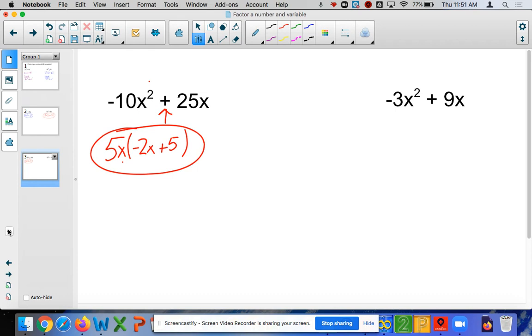Last one, negative 3x squared plus 9x. I'm going to factor out a positive 3x. Hopefully you're starting to see a pattern. With all of these, you're going to factor out an x. So 3 times what gets you negative 3x squared? 3 times what is negative 3? That's a negative 1x. 3 times what is positive 9? That's a positive 3. And we're done.